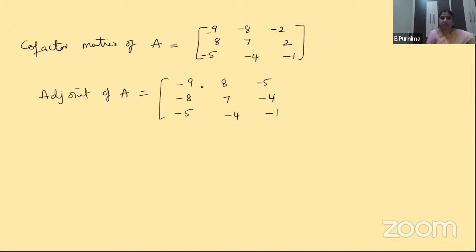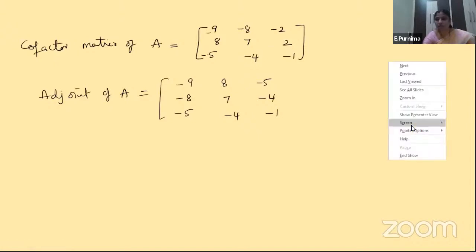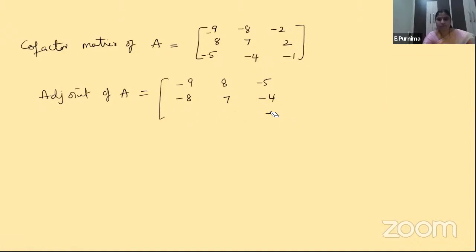One second. The third row, third column should be written. So first column I am writing as minus 9, 8, minus 5. Second column is minus 8, 7, minus 4. Third column is minus 2, 2, minus 1. Okay, so this is the adjoint of A.